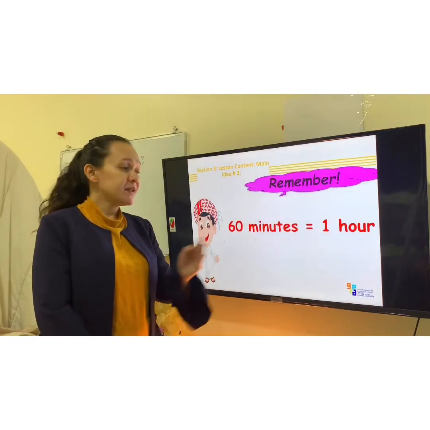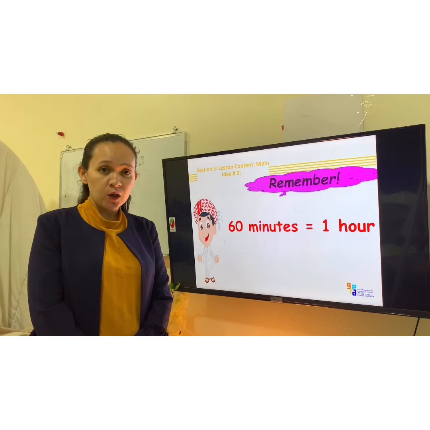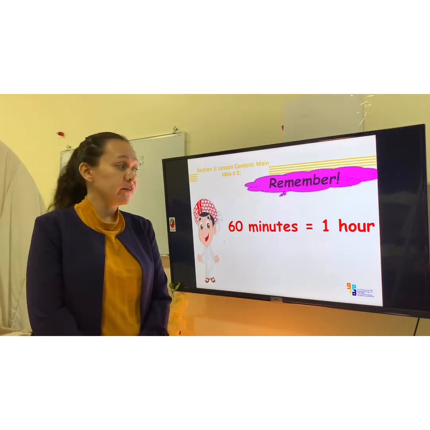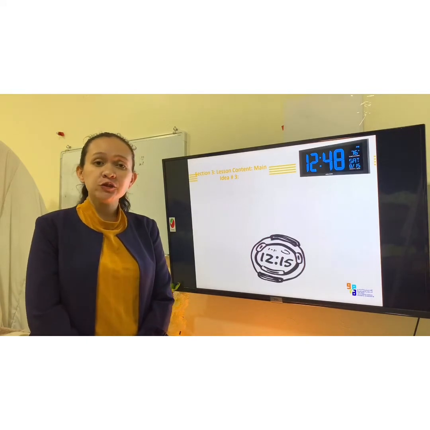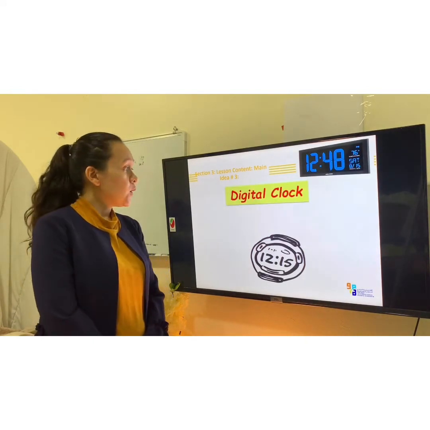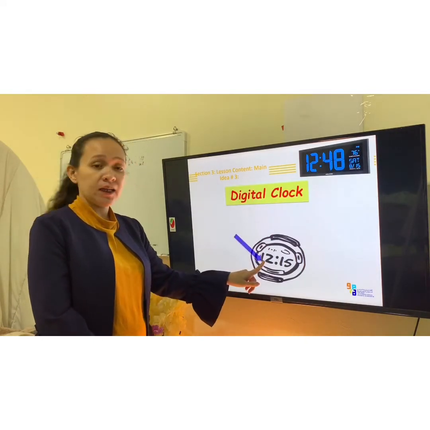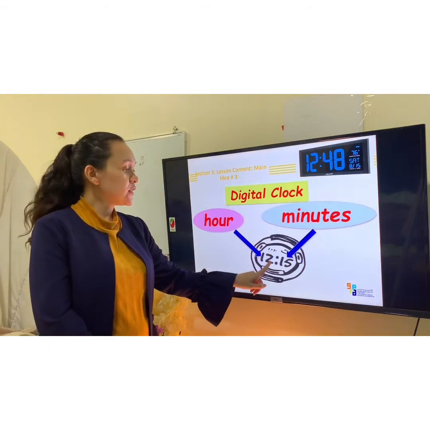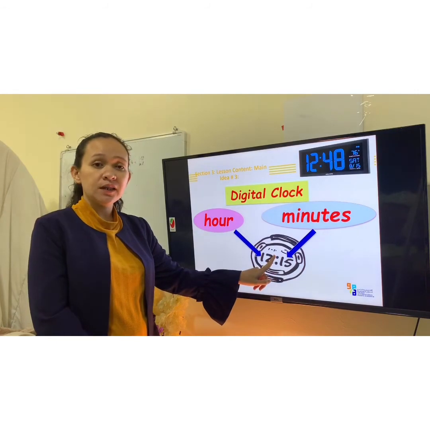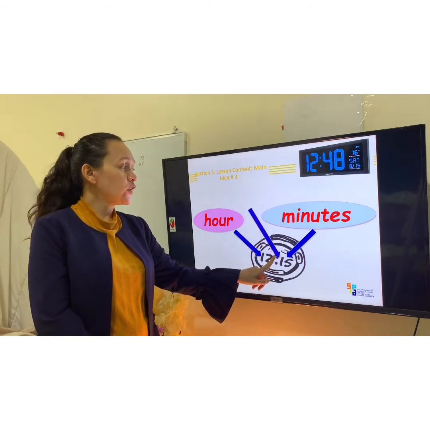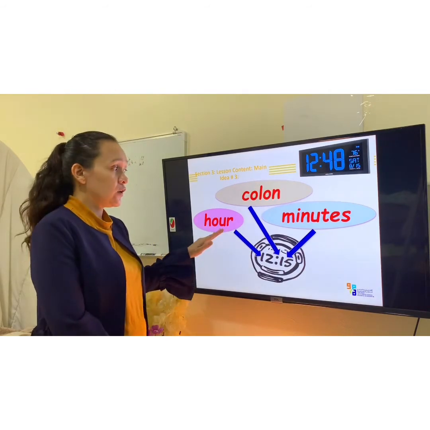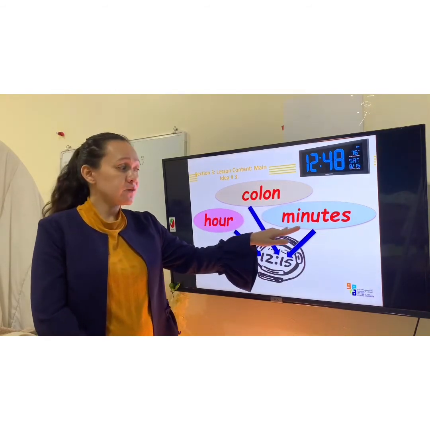Remember, 60 minutes is equivalent to 1 hour. Don't forget, 60 minutes is equivalent to 1 hour. Now let's move to the digital clock. The 12 here is the hour and the 15 here is the minutes. If you notice, there are 2 dots here. It is called the colon. So the digital clock consists of hour, colon, and minutes.